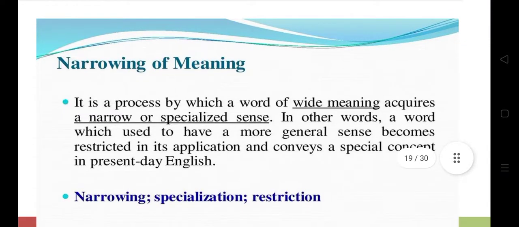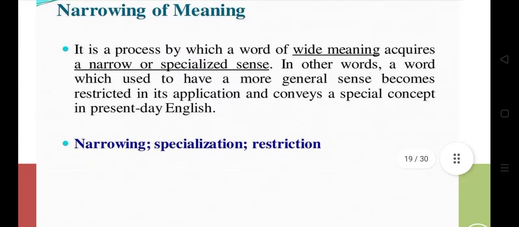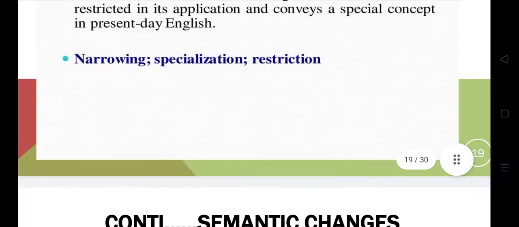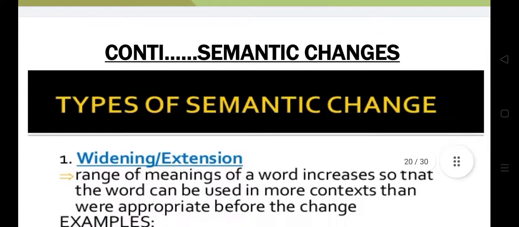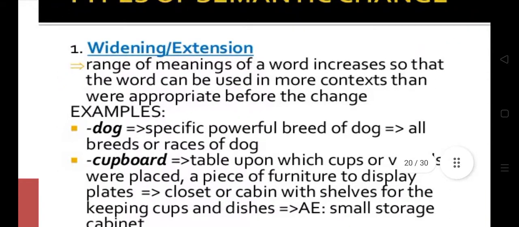Narrowing of meaning is a process by which a word of widened meaning acquires a narrow or specialized sense. A word which used to have a more general sense becomes restricted with the passage of time in its application and conveys a special concept in present-day English. And types of semantic changes: we'll discuss narrowing and the opposite of narrowing, widening or extension of meaning.